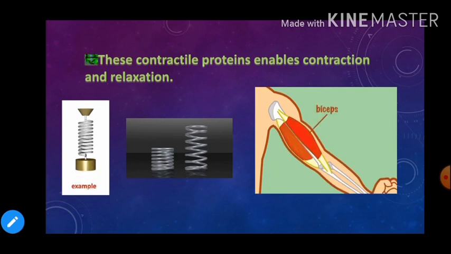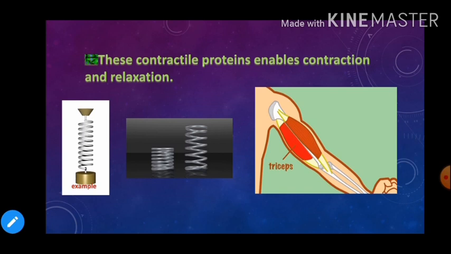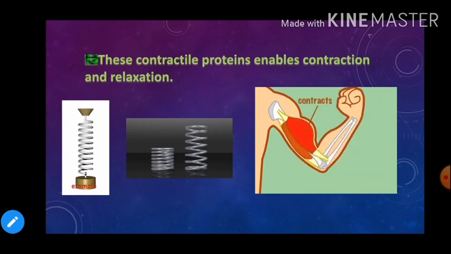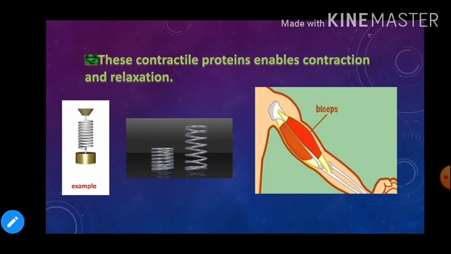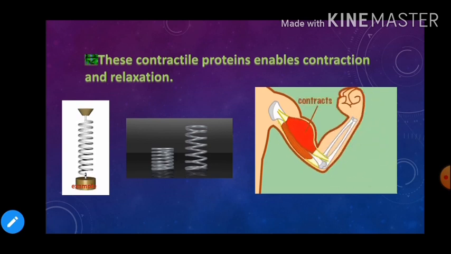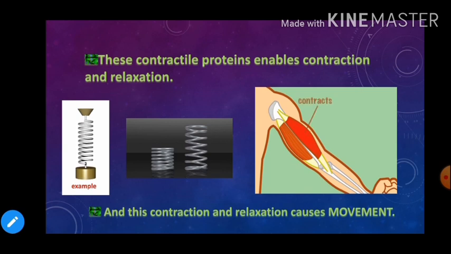Again, when it is compressed, it contracts. When it stretches, it relaxes. When it is compressed, it contracts. When it stretches, it relaxes, right? So muscle fibers have contractile proteins, and the name itself is derived from the property of contraction. So due to the presence of these proteins, muscle fibers can actually contract and relax, right? And this contraction and relaxation of muscles causes movement, right?